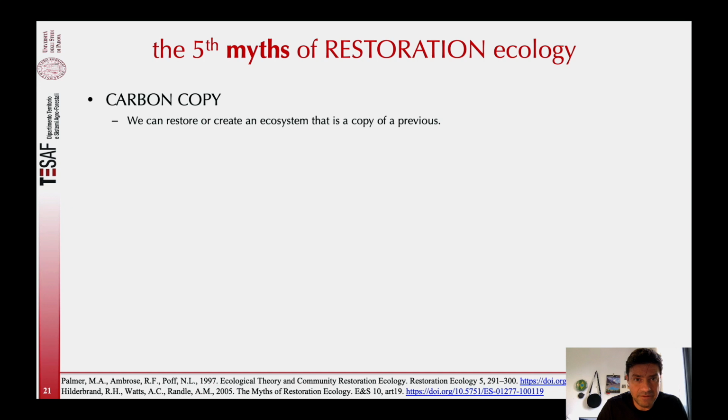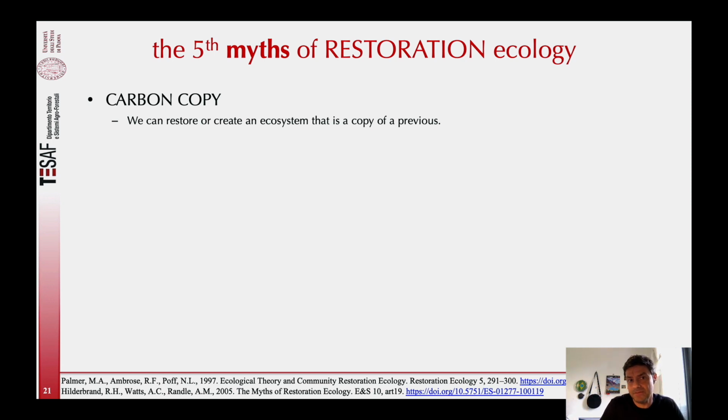So the first myth that I want to bring is the carbon copy, that we can restore or create an ecosystem that is a copy of a previous one. That's not possible. The evolution of an ecosystem involves a huge amount of fauna, flora, chemical, biochemical, biological relationships. So it's not possible to restore an ecosystem as it was previously. Of course, restoration work uses the best tools we have in terms of species combination, distribution, and composition to increase the probability that the species relationships provide ecosystem services, are sustainable, able to reproduce by themselves, and resilient to external impacts.